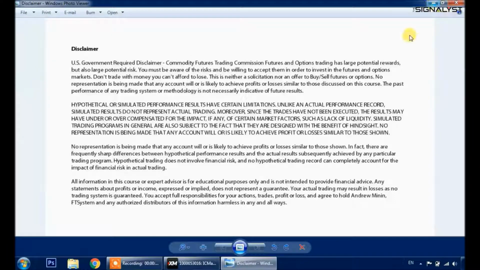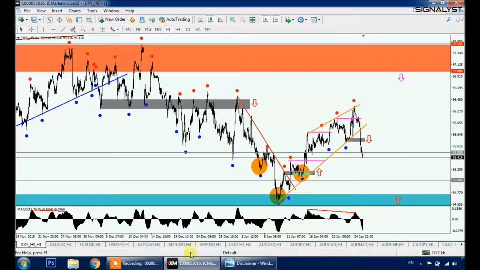In part 1 we will cover DXY, USD pairs, AUD and CAD pairs, and in part 2 we'll cover the remaining JPY, Euro and GBP pairs. As usual, we start with the DXY.